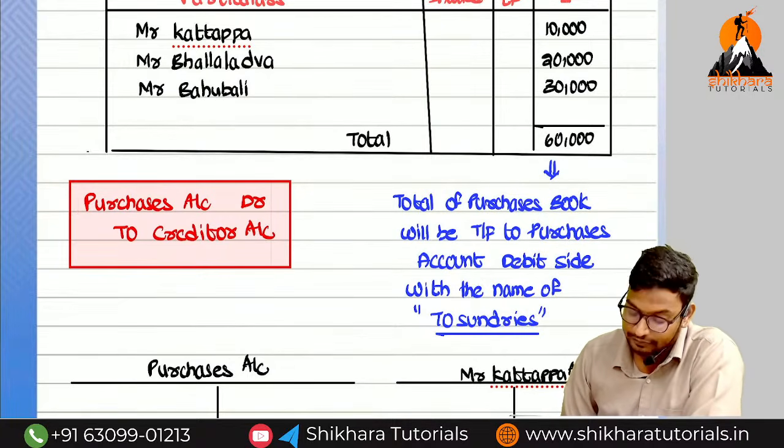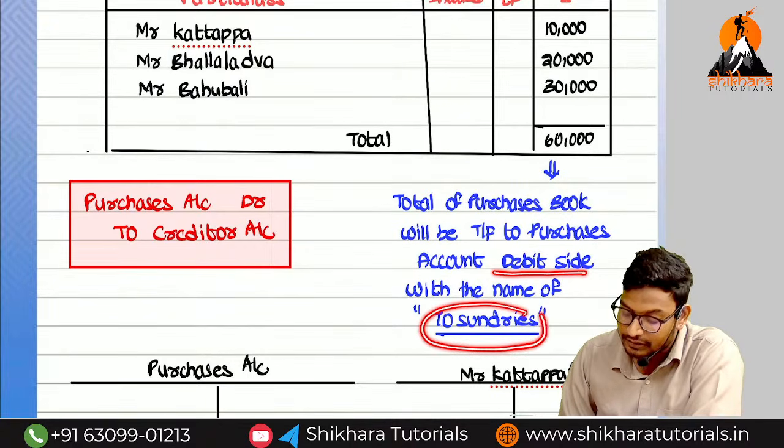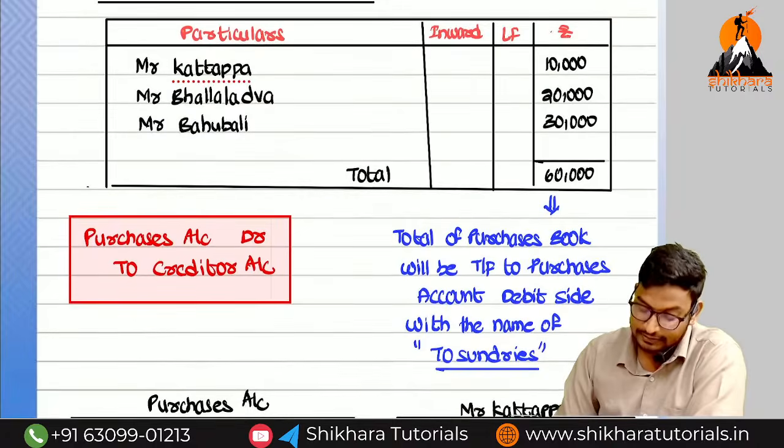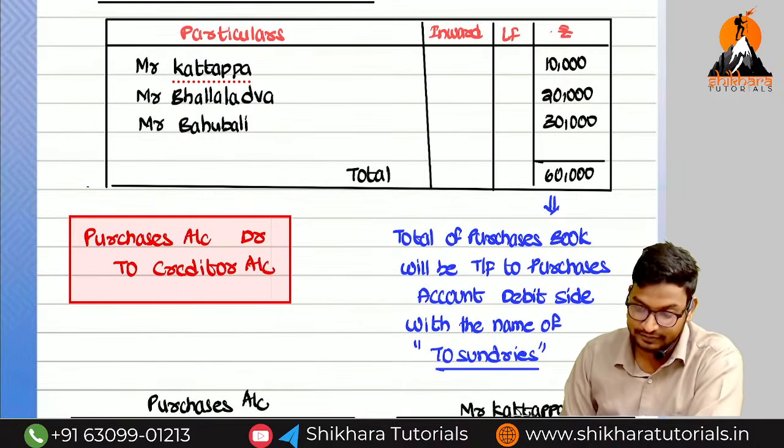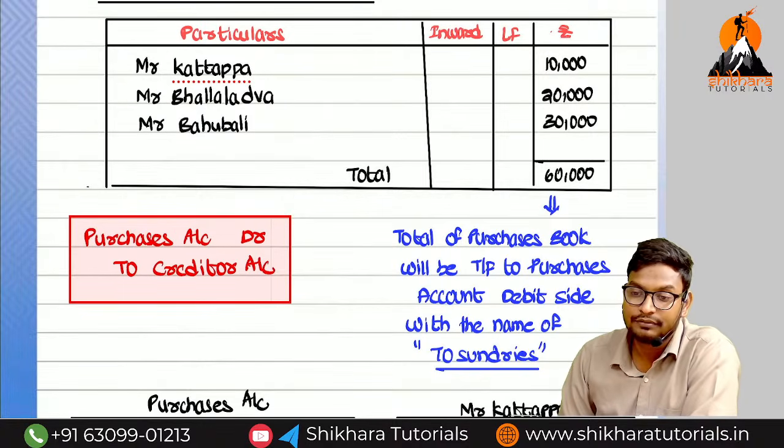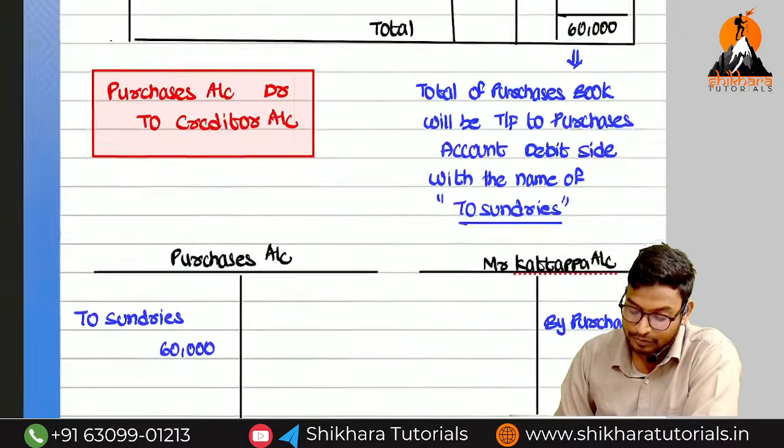Purchase is debited. For that reason, we have to record on which side? Debit side with the name of two sundries. So this is the format we are going to prepare without recording the journal entries. So after the journal, what do we need to record? Ledger. How to post this one?